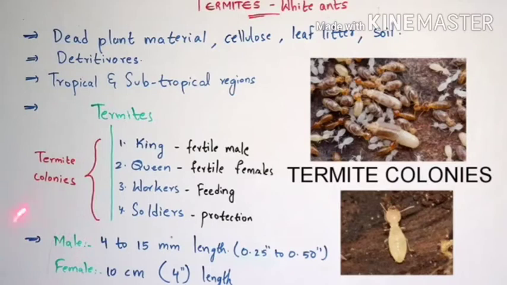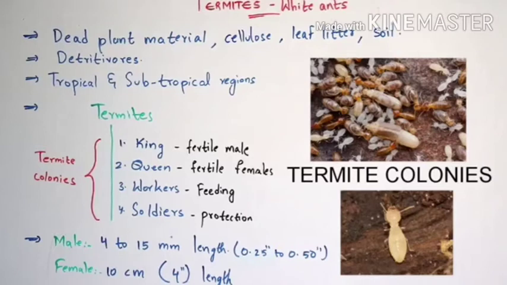Next, coming to the size, the male termite is 4 to 15 millimeters in length, which is 0.25 inches to 0.50 inches. The female is 10 centimeters in length, which is 4 inches. By this you can say that the size of the male is smaller than the female. The female is larger in size and the male is smaller.